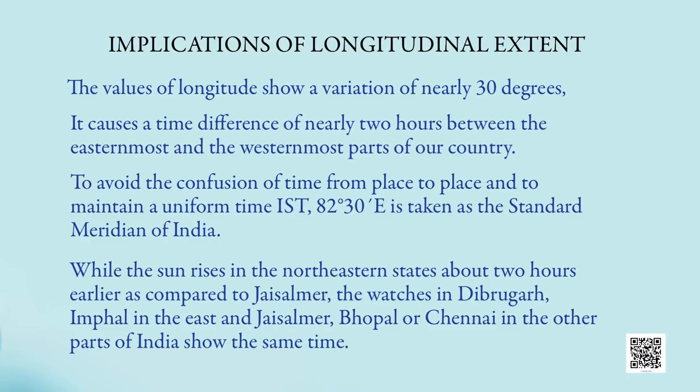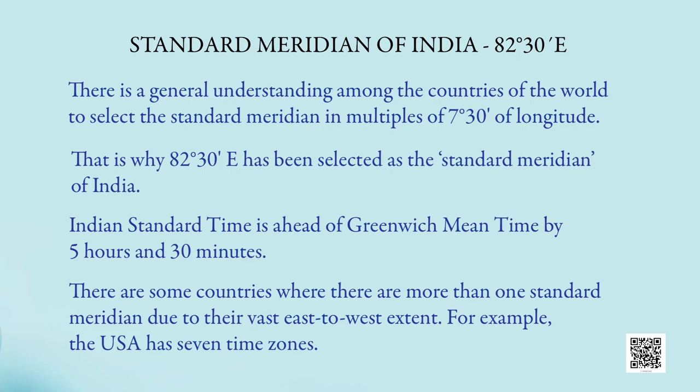Now, let's talk about the longitudinal extent. The longitudes are used for calculation of time. Each degree of longitude is multiplied by 4 minutes to find out the exact time of that particular place. As you know, the sun takes nearly 2 hours to move from Silchar in the east to Porbandar in the west. So, that means if we go according to the longitudes, the time should be different in each and every part of India, isn't it? But do we have separate times? No, we have the same time, that is the Indian Standard Time.